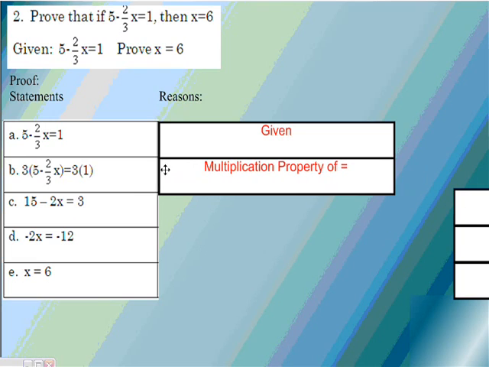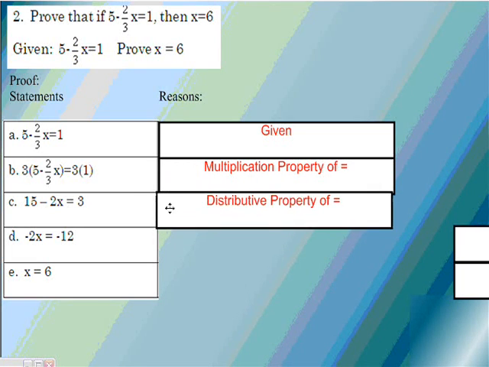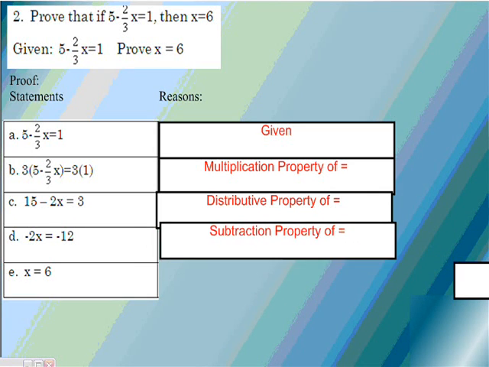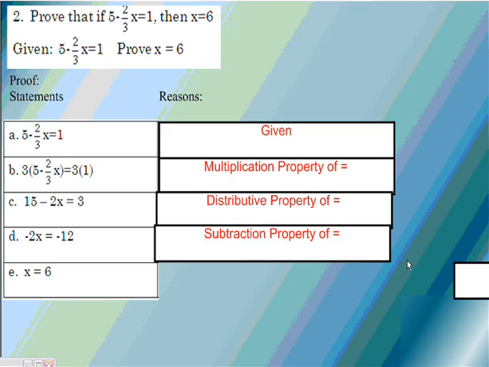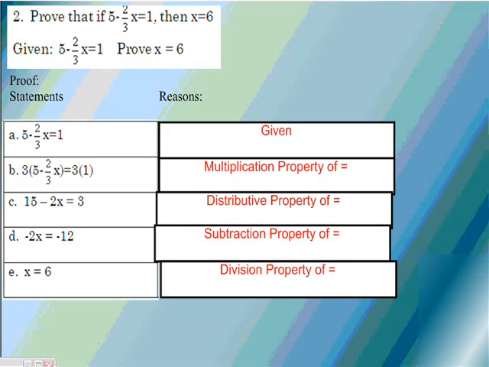Okay, so our next step was the multiplication property of equality because we multiplied both sides by 3. Then we distributed that 3, so we got the distributive property of equality. Then we subtracted 15 from both sides. So that's our subtraction property. And then finally, we divided both sides by -2, so that is our division property of equality. Did you get it right? Great.